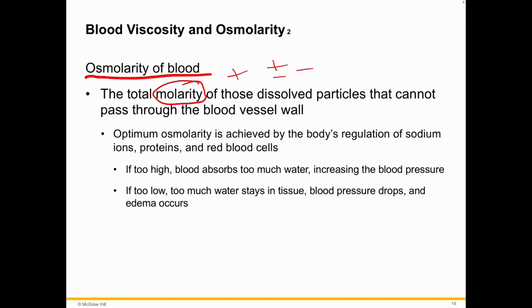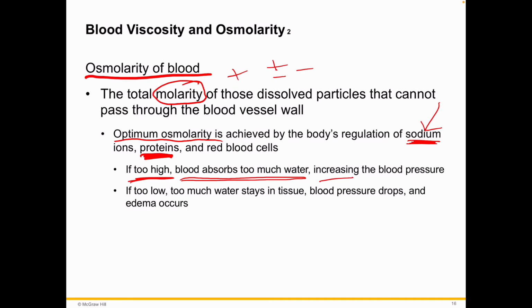Sometimes they can slip through, but just not in abundance, for example. So it's important to maintain an optimum osmolarity through the regulation generally of sodium ions, right? So it's like salty. Blood is a bit salty, and also these proteins such as albumin float around and buffer that blood. If the osmolarity is too high, it absorbs too much water, right? So too much water wants to go to where the sodium is, okay? So just like osmosis, if you remember that, we love to follow charged particles, and that's going to increase the blood pressure.